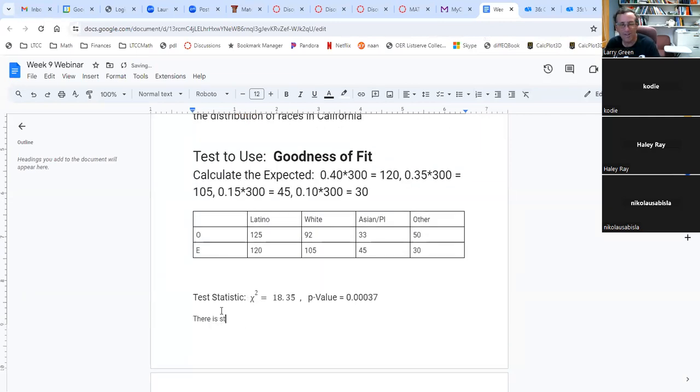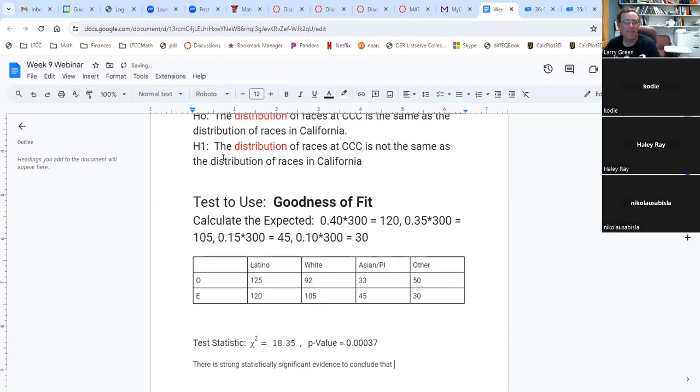There is strong statistically significant evidence to conclude that, and here's the cool thing. All I have to do is copy and paste my H1 sentence.